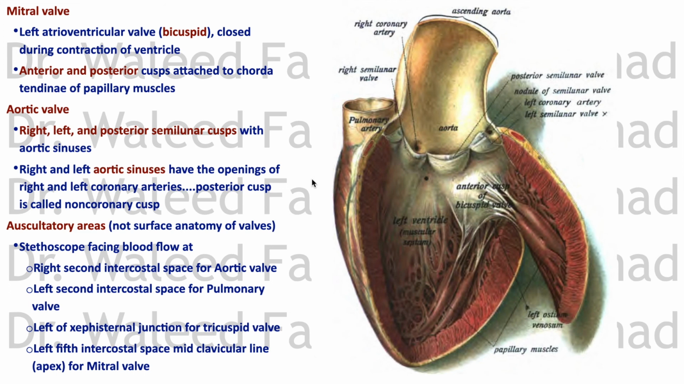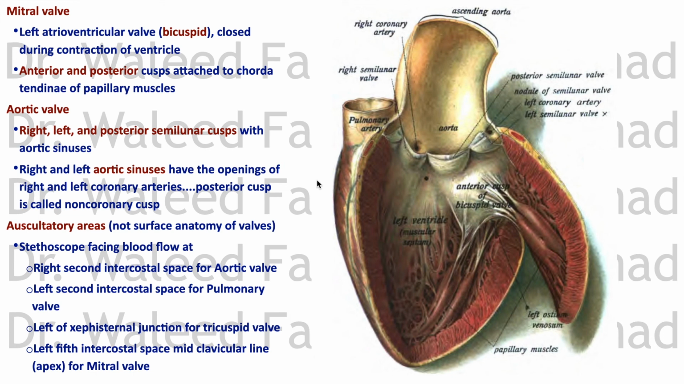The auscultatory areas. Where do you put your stethoscope to listen to the heart? It's not, doctors, the surface anatomy of the valves. If you're talking about the surface anatomy of the valves, you will get four points on the sternum, starting with the pulmonary, then the aortic, then the mitral, then the tricuspid, ending at the xiphoid. This is not the case here. You don't listen on the sternum.